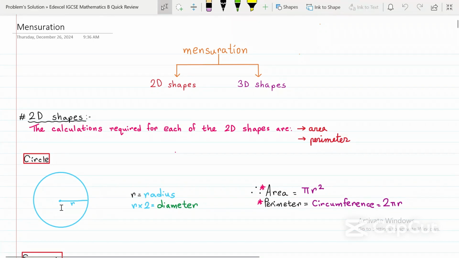So how will you calculate the area of the circle? Very simple. The area of the circle equals pi r square, and the perimeter of the circle, basically the circumference, equals 2 pi r. Hope you guys are clear.